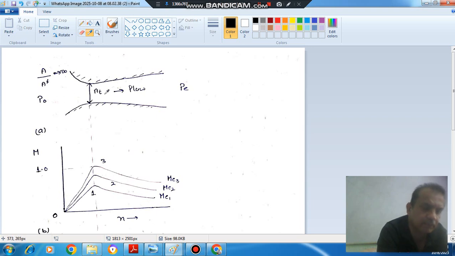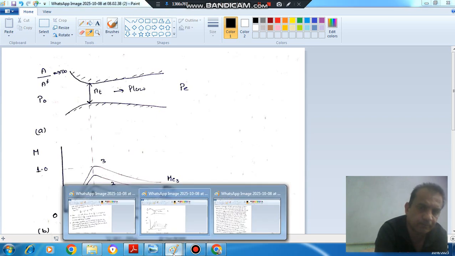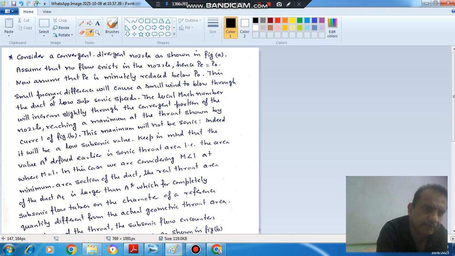Now initially P is equal to P naught, and when P is equal to P naught, exit pressure is equal to the inlet pressure, then there will be no flow. Okay. Next line. Now assume that P is minorly reduced below P naught.